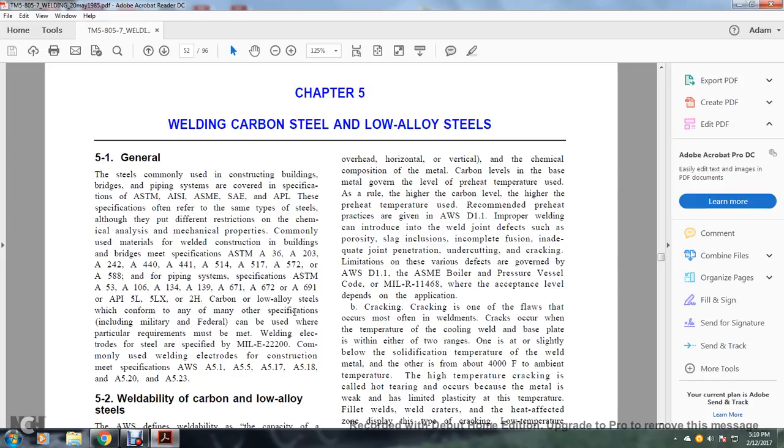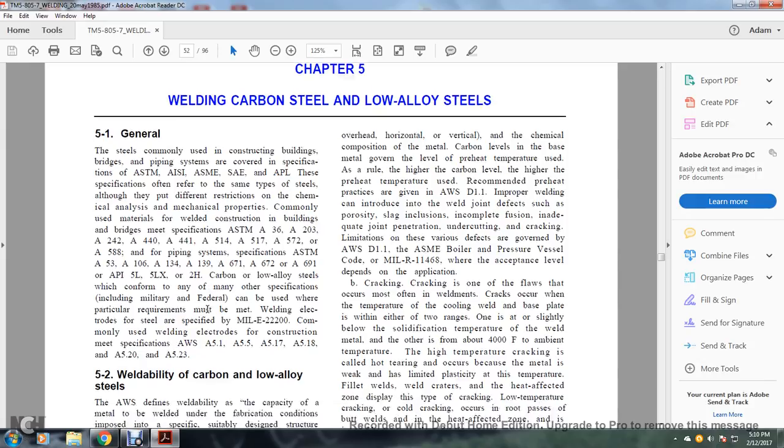Carbon and low alloy steels may conform to any of the other specifications, including military and federal, and can be used where particular requirements must be met. The welding electrodes for the steel specified in the mill certificate are commonly used with most construction specifications: American Welding Society A5.1, A5.5, A5.17, A5.18, A5.20, A5.23 for welding carbon steels and low alloy steels.